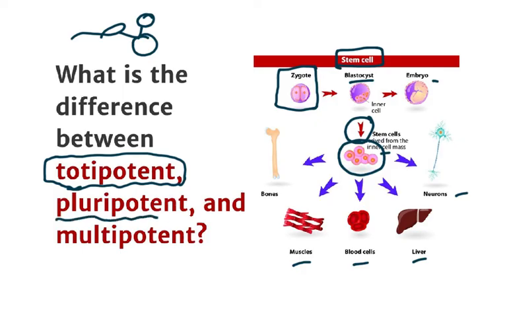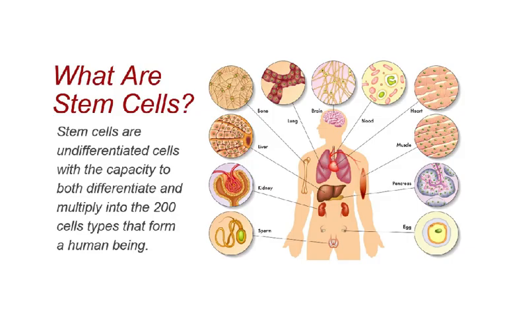And then pluripotent are the ones you see from the totipotent. Some cells have become the placenta, but the rest of it, which are the embryonic cells, these are called pluripotent. Pluri means they can develop into any organs of the body, the muscles, the blood cells, the liver. And multipotent will then be in the bone marrow, the cells which are going to develop into the blood cells, like the red blood cells and the white blood cells. What are stem cells? Stem cells are undifferentiated cells with the capacity to both differentiate and multiply into the 200 cell types that form a human being.